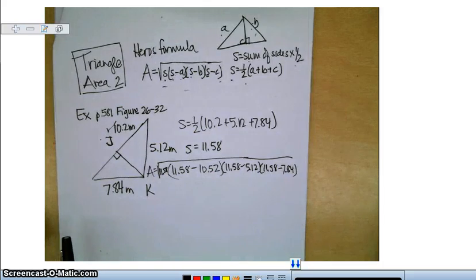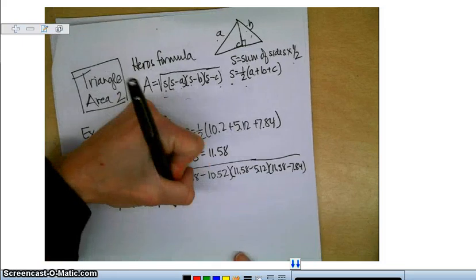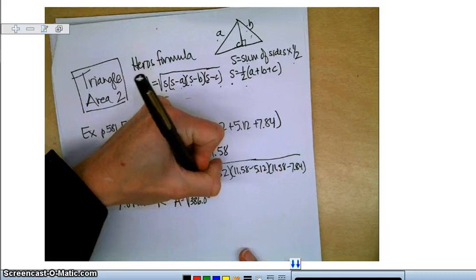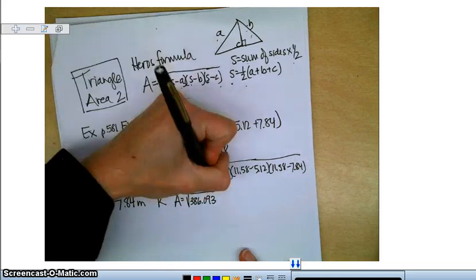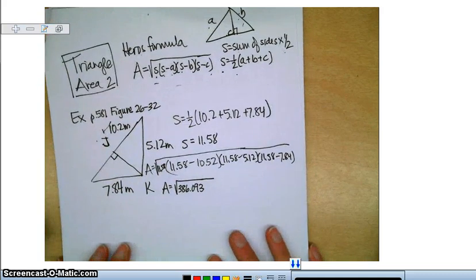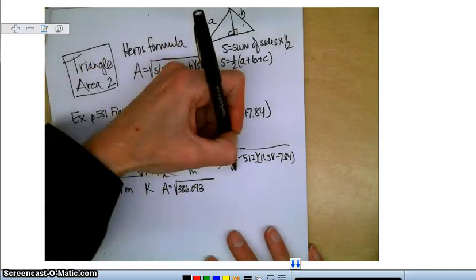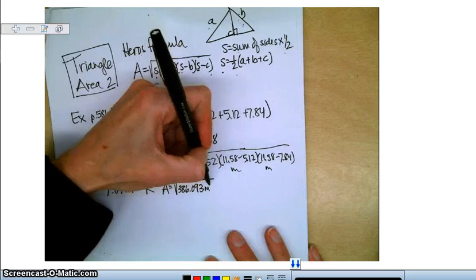So when I plug this into my calculator, what I get is the area equals the square root of 386.093. And this actually ends up being meters to the fourth, because this is meters, this is meters, this is meters, this is meters. So the label is meters to the fourth.